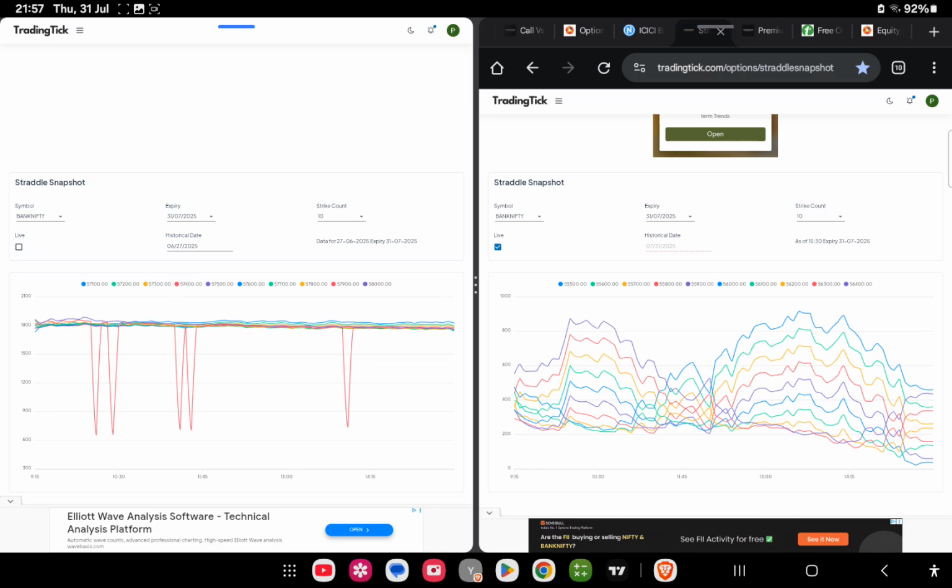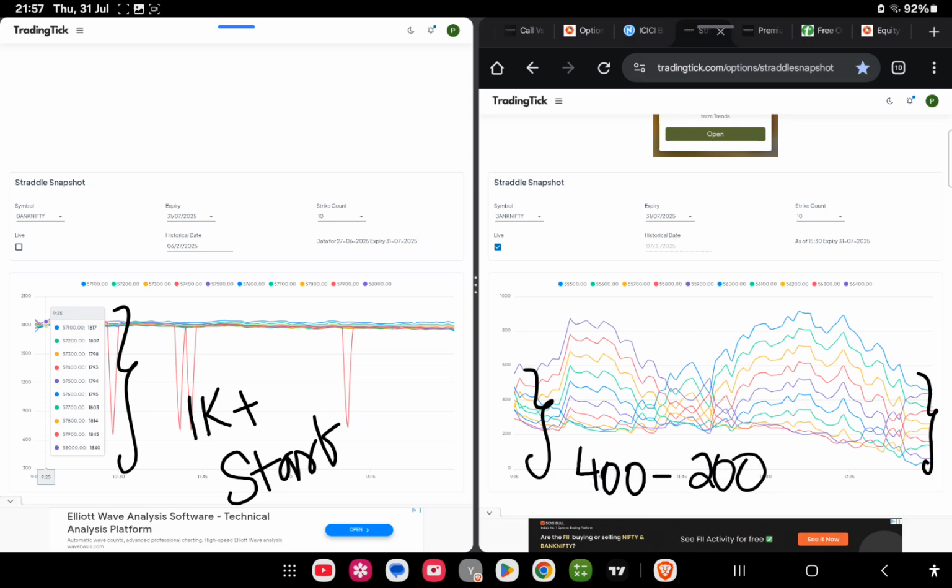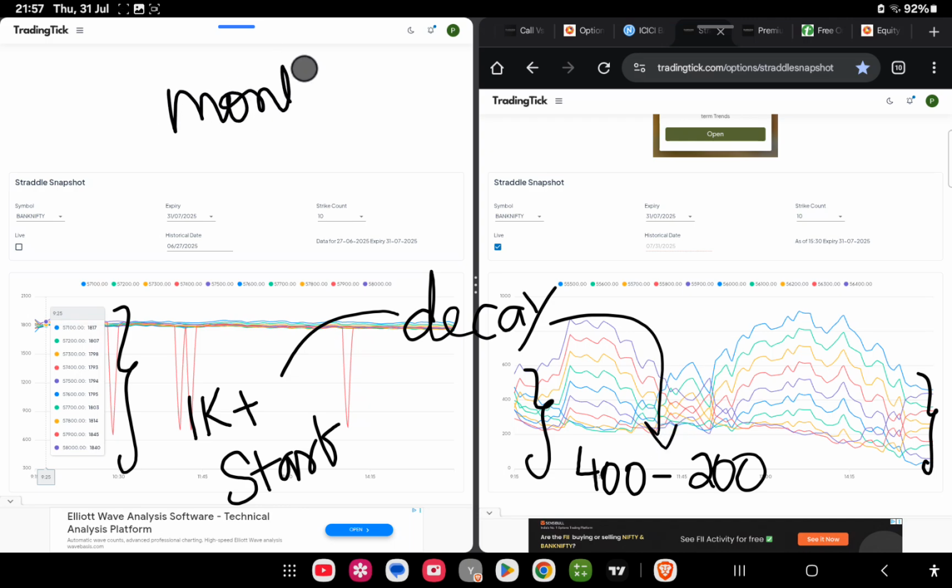For Bank Nifty it's not matching because we are unable to get the same strike count. But if you go and check, let me keep the cursor here. You could see everything was 1k plus at the start. But at the end, everything came down to 400 to 200. So this is how the decay works, basically for monthly expiry.